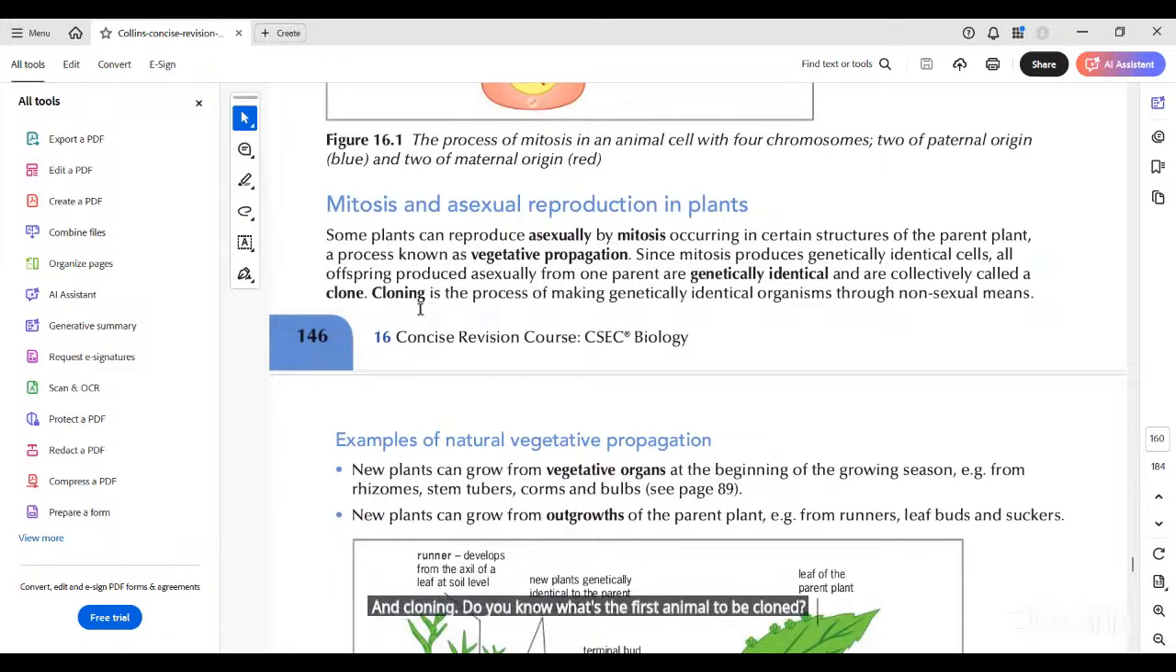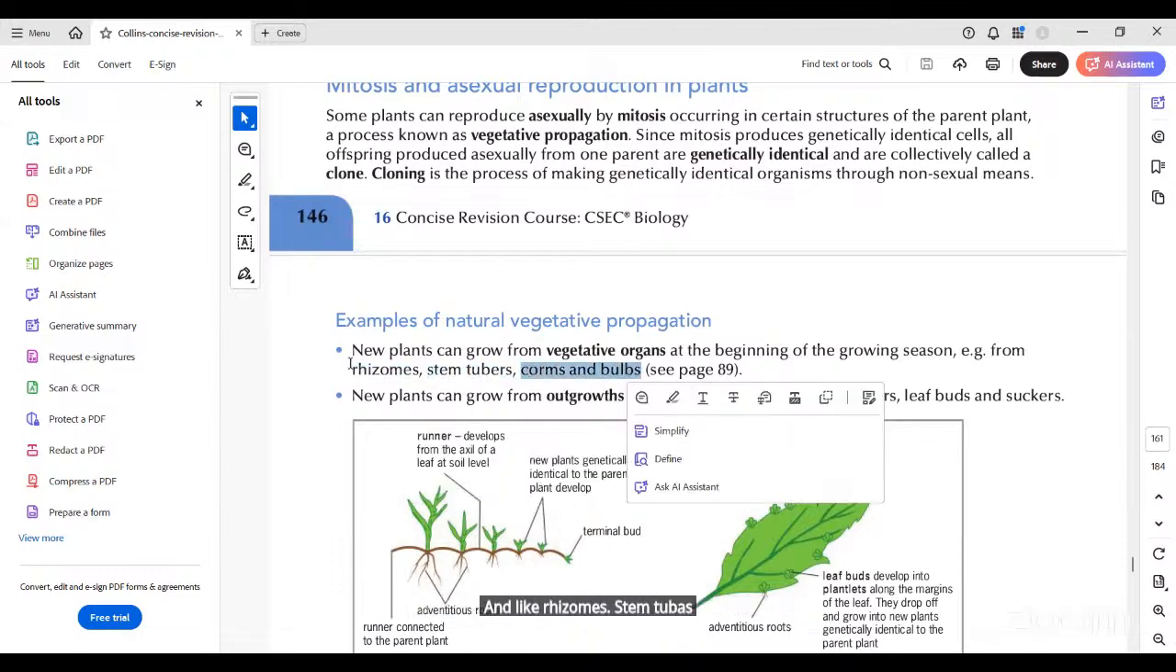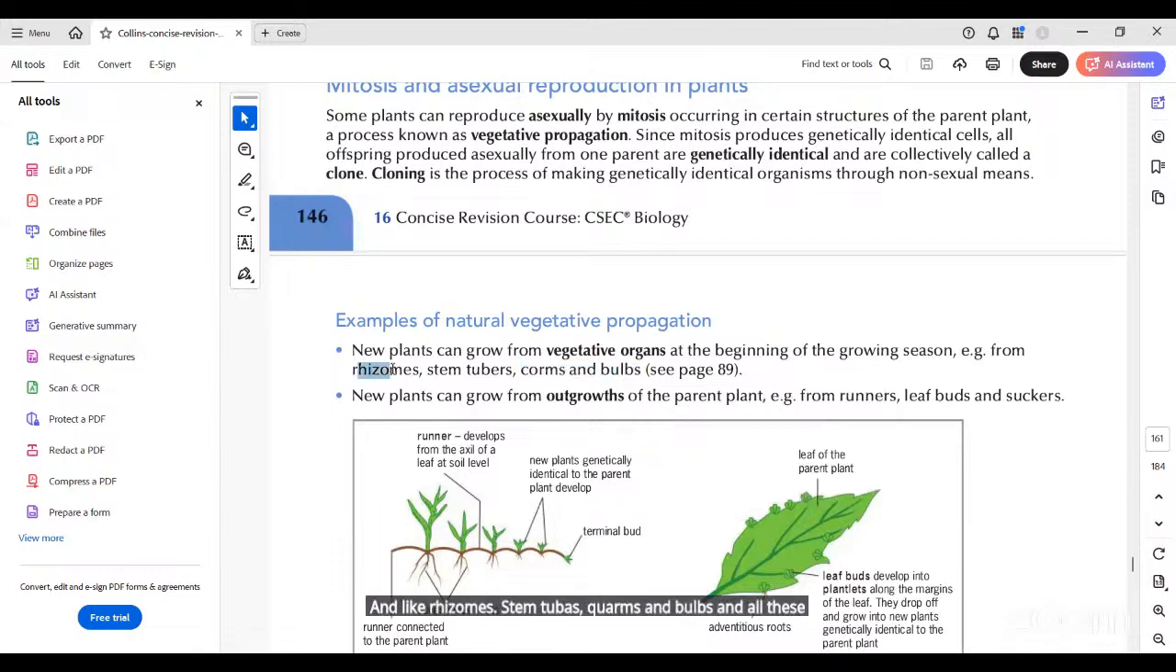Have you ever been taught that? A sheep. What's the sheep's name? Dolly. Yes, Dolly. The sheep's name is Dolly. So cloning, this first sheep, that's Dolly. We also have vegetative organs, right? Like rhizomes, stem tubers, corms, and bulbs, and all of these. You know what rhizomes are?